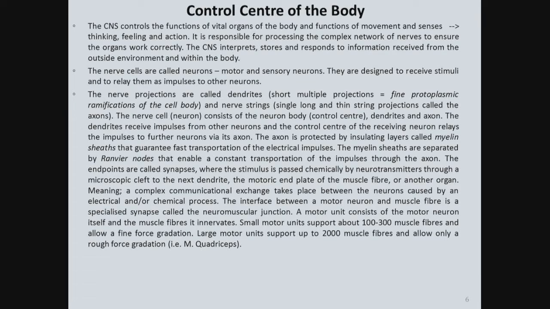The interface between a motor neuron and muscle fiber is a specialized synapse called the neuromuscular junction. A motor unit consists of the motor neuron itself and the muscle fibers it innervates. Small motor units support about 100 to 300 muscle fibers and allow a fine force gradation. Large motor units support up to 2,000 muscle fibers and allow only a rough force gradation, i.e. muscle quadriceps.